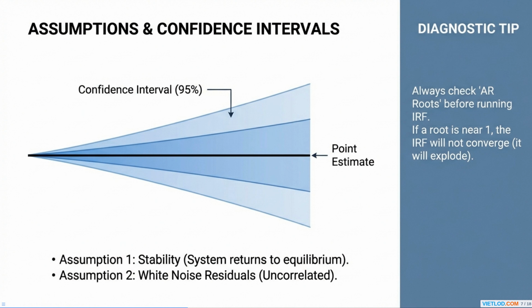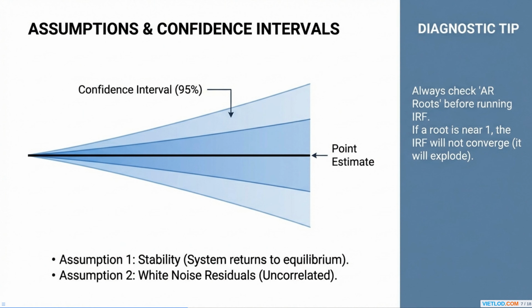To ensure our impulse response functions are valid and reliable, we need to consider two key assumptions. First, stability, meaning the effects of a shock must eventually die out and the system returns to equilibrium. If the system is unstable, the impulse responses will explode and be meaningless. Second, white noise residuals, which means the model's errors should be uncorrelated over time. If they are correlated, it suggests our model is misspecified.